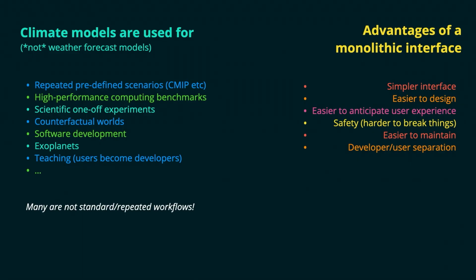And so to summarize this, climate models are really used for, and this is in distinction to weather forecast models, yes, some repeated workflows, like running certain scenarios, like a worst-case scenario, how bad could it be with climate change? Sure, there are a lot of high performance computing benchmarks where you run the same stuff over and over again, as we also had a request earlier this morning.